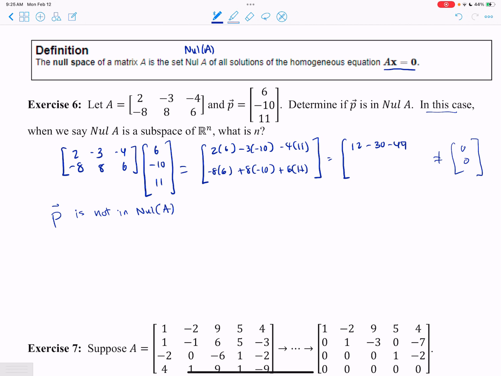And then the second part, in this case, we say that the null space of A is a subspace of Rn. Notice that they asked if p was in the null space, and that has 3 components, so n is 3. And A is a 2 by 3 matrix, and it's always going to be your number of columns.